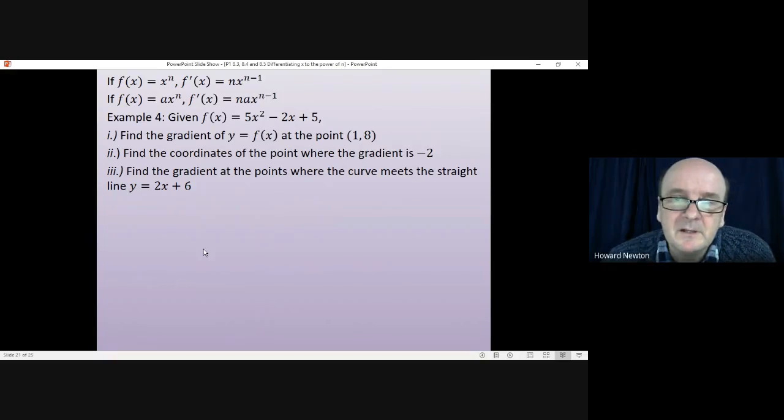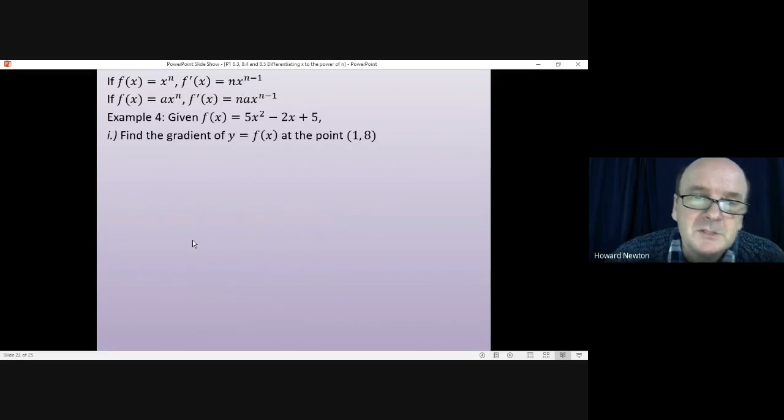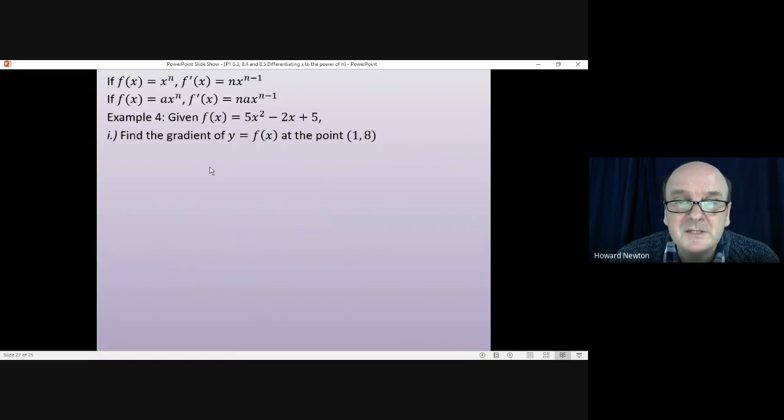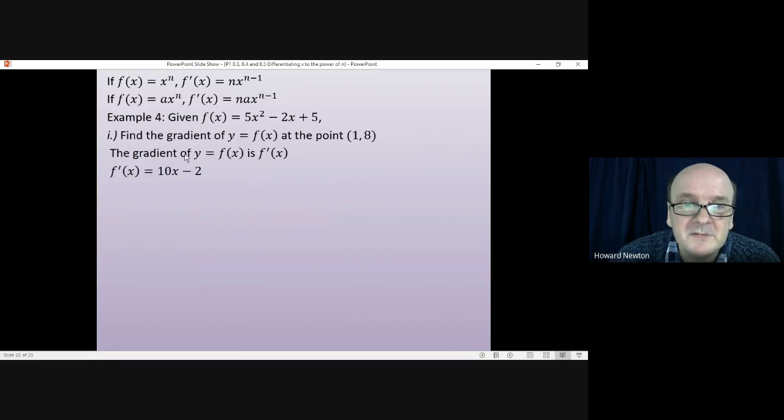Okay, let's have a look at this. So part 1 asks us to find the gradient of the curve at the point (1, 8). That means we need to differentiate it. The gradient of f of x is f dashed of x. That's the way you'd write it down. F dashed of x, we do 2 times 5 is 10. So that gives us 10x when the power goes down by 1. And when we differentiate minus 2x, that gives us minus 2.